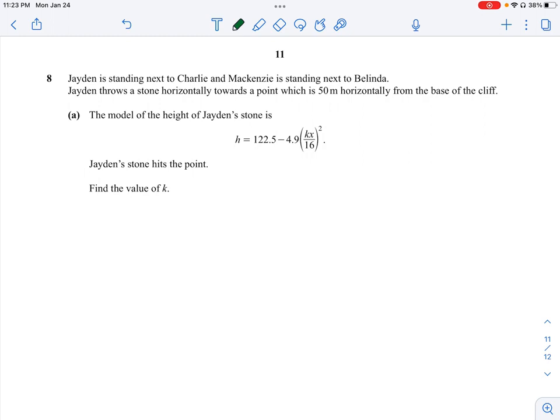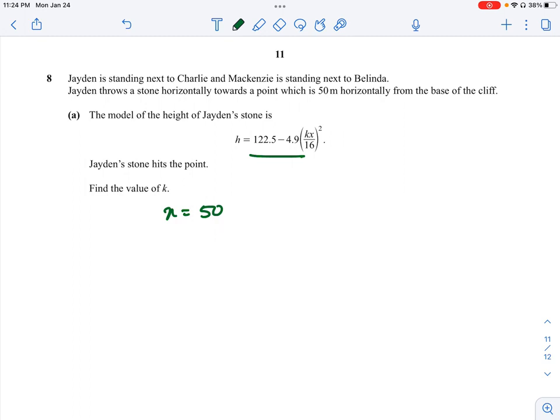Now question number 8. Jaden is standing next to Charlie and Mackenzie is standing next to Belinda. Jaden throws horizontally towards a point which is 50 meters horizontal from the base of the cliff. So x is equal to 50. The model is given by this one.